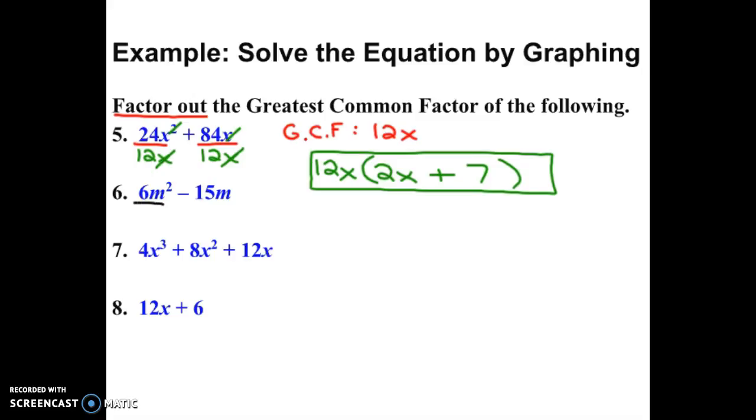The second one, the greatest common factor of 6m squared and 15m is 3m. So again, that means 3m will divide into both of them evenly. If I take a 3m out of the first one and divide, I'm left with 2m, and I have my minus, and 15m over 3m, when you take that out, divides out to just give you 5, because the m's cancel.